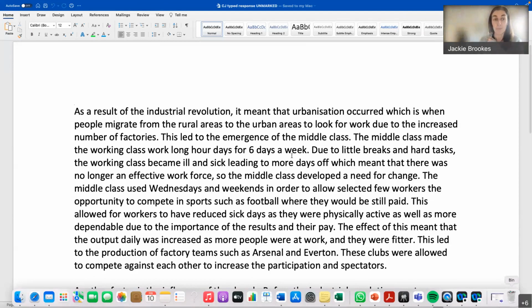I'm going to pause for a minute and just give you a little bit of reading time, because this is the first paragraph that this student wrote to that question.